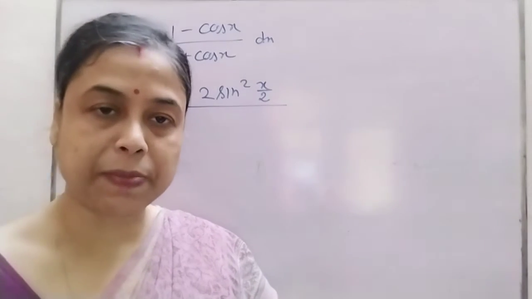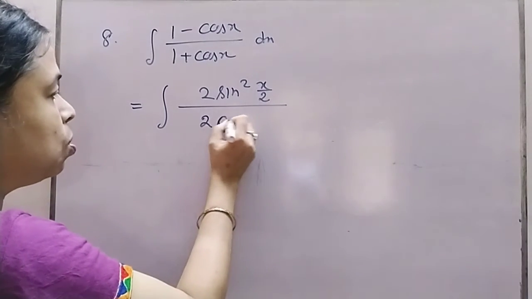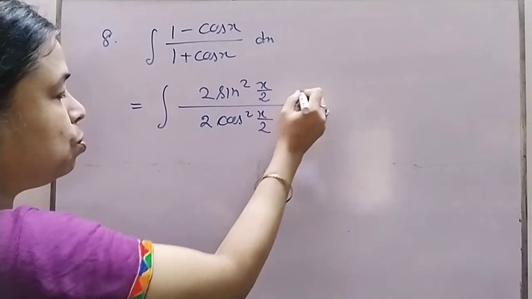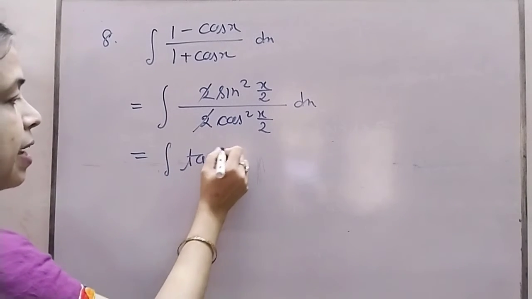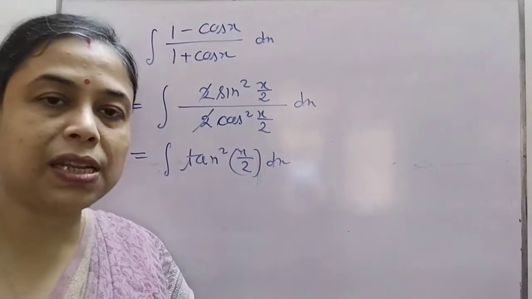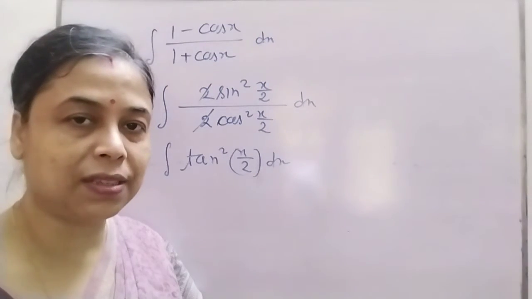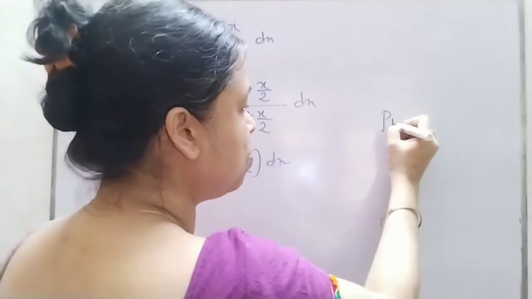If we have 2x, then it becomes x; if we have x, it becomes x by 2. This 2 will be cancelled out. What is left? Tan square x by 2 into dx. Now see, this is converted to the square of the tan function. The difference is that I need x here, so substitute it and convert it into a regular form.